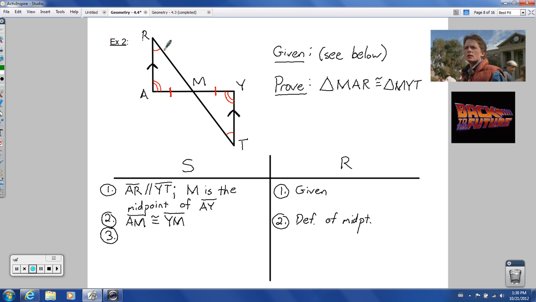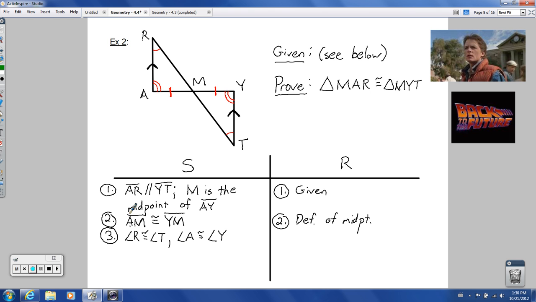So I have 2 pairs of alternate interior angles being congruent. So let's write down for step 3. This one I can just use 1 letter, because there's only 1 angle coming out of there. So I'm going to make life simpler on us and say that angle R is congruent to angle T, and I can also say that angle A is congruent to angle Y.